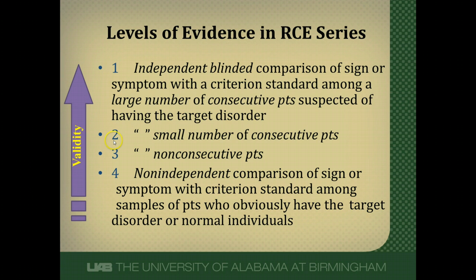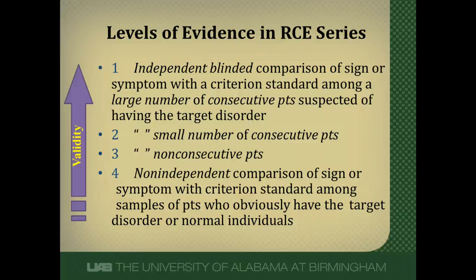Level 2 evidence is similar to this, except it's in a small number of consecutive patients. Level 3 evidence is similar but in non-consecutive patients. And finally, level 4 evidence is non-independent comparisons of the sign or symptom in people who have or are suspected of having the target disorder. So we really want to have as many as possible studies based on level 1 or 2 evidence to support the physical exam maneuver or the historical element.